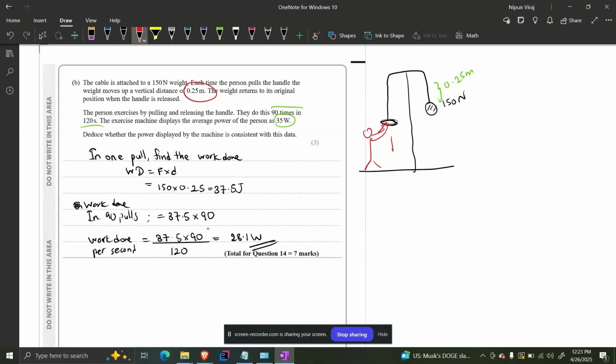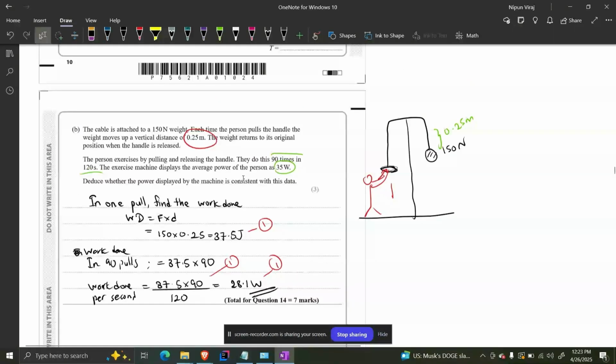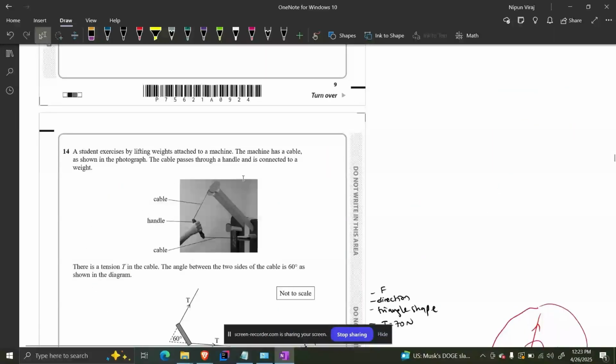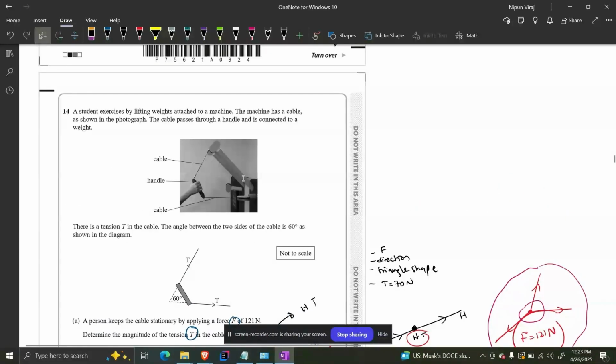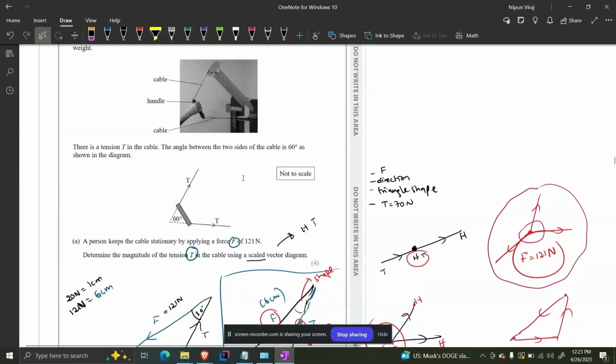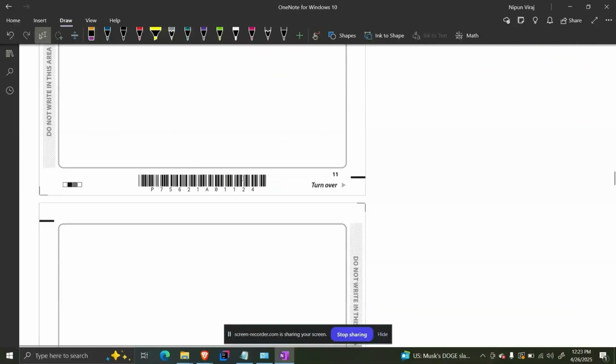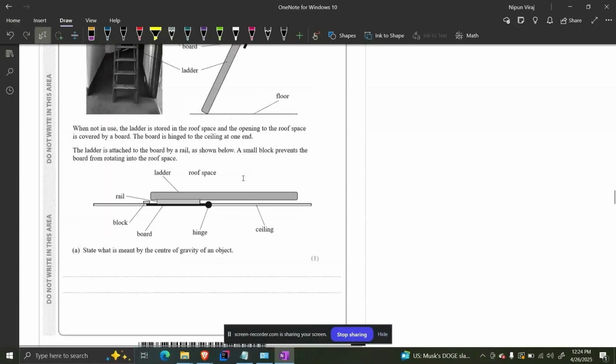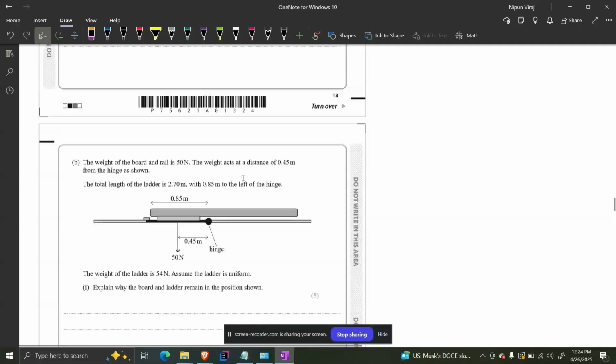It is also a simple question. So here you get 1 mark for this, 1 mark for this, and 1 mark for this. That is also something related to work done. So this 14th question is very important. Remember the points which I said, especially when drawing this vector diagram. Then we have 15, 16, 17, and 18th questions.